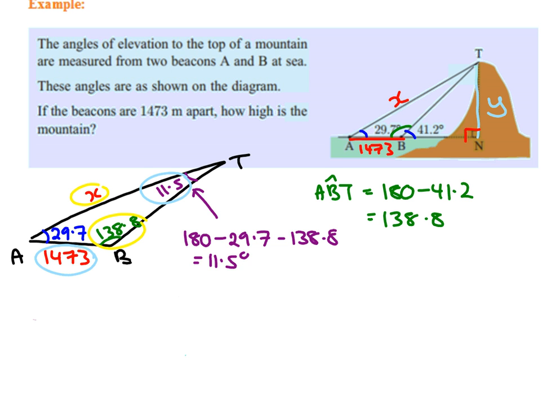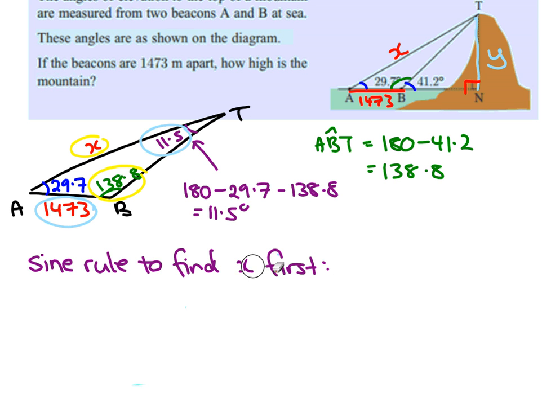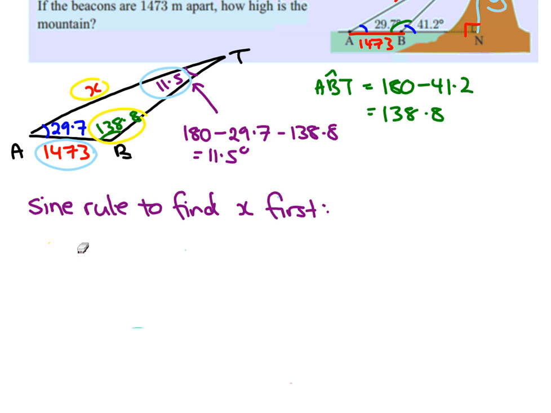So let's use the sine rule to find X first. Let's go. X over sine 138 equals, because we're finding a length, so we use the length version, X over sine 138 equals 143 over sine 11.5. There you go, that's our nice little method mark for using the sine rule.